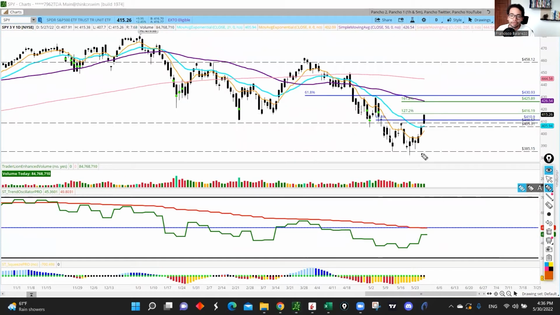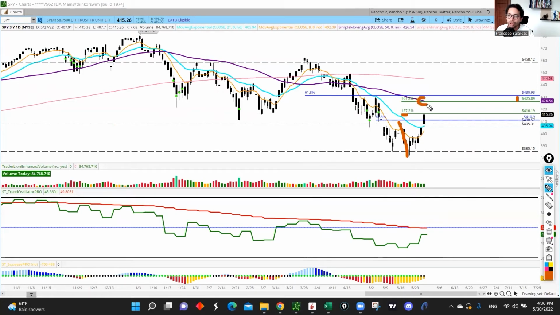Now, what are the levels that I'm looking at as possible levels of resistance? The first one right now will be this 1.72, which is the Fibonacci extension from this high to this low, which is 416. And then the next level that I'm looking at is 425, which is the 1.618 extension based off of that same swing.